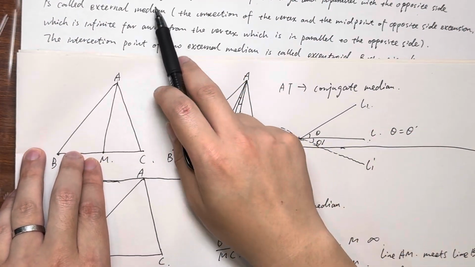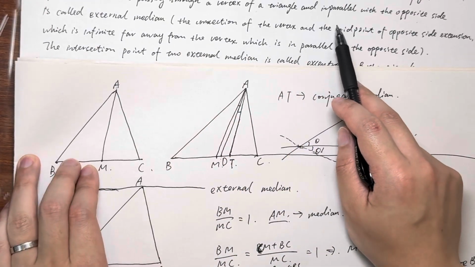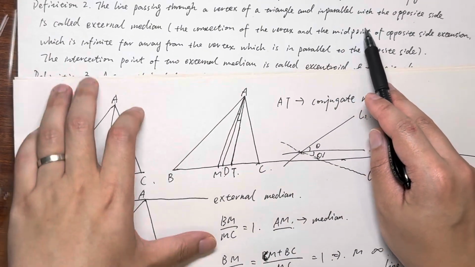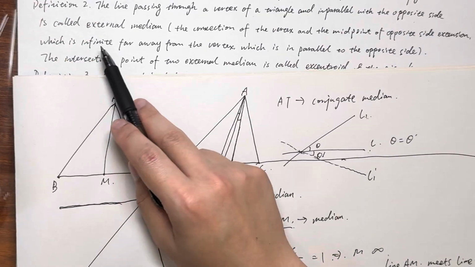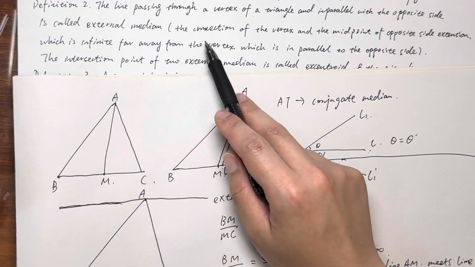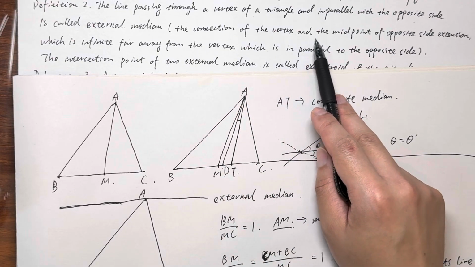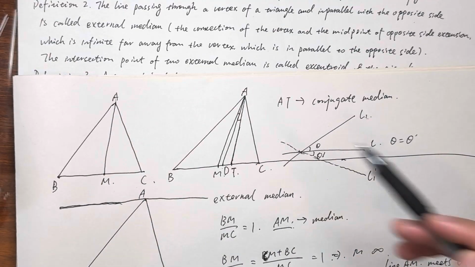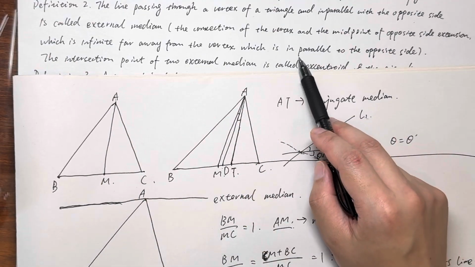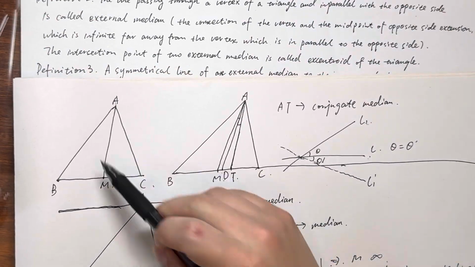So we already know that the line passing through a vertex of a triangle and in parallel with the opposite side is called external median. It is the connection of the vertex and the midpoint of the opposite side's extension, which is infinitely far away from the vertex, in parallel to the opposite side, right? That's what we just explained.